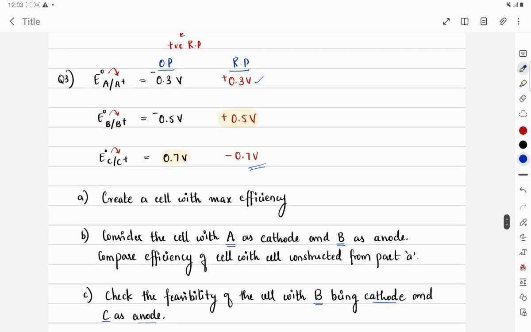So that is about this question, and it will be easy for you if you write the oxidation potential and the reduction potential of the given electrodes separately. It will be very easy and convenient for your calculations.